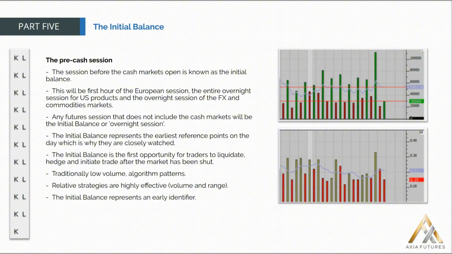Again, the initial balance relative strategies are highly effective. What we mean by that is, if you're used to the initial balance trading, say, 10,000 contracts on average every single morning, the morning that you see 30 or 40,000 contracts, you need to be switched on, because something has changed. Their relative indicators are telling us that something has changed. There's early action in the market.